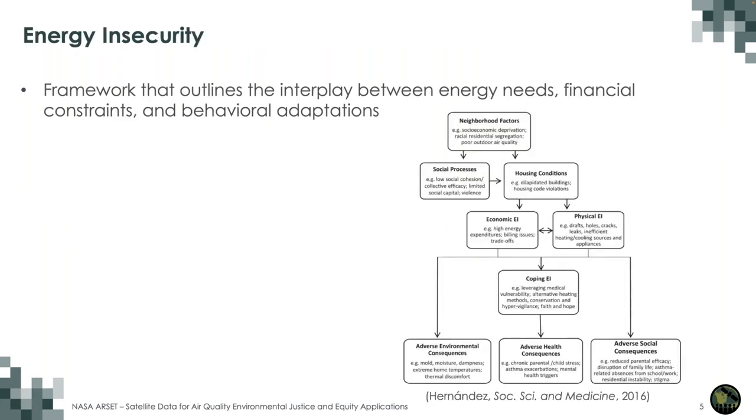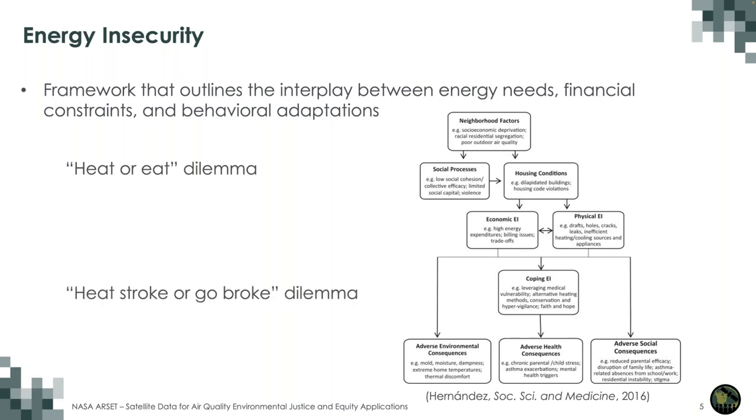Energy insecurity, if you're unfamiliar, is a framework that outlines the interplay between energy needs, financial constraints, and behavioral adaptations. While there's a robust theoretical framework here, I think this is pretty intuitive to most folks through what's often referred to as the heat or eat dilemma. This is the precarious situation that poor households are often placed in, to either keep themselves warm during the winters or eat a nutritious meal, as one example, but there are many such trade-offs that families can be thinking about during this time frame.